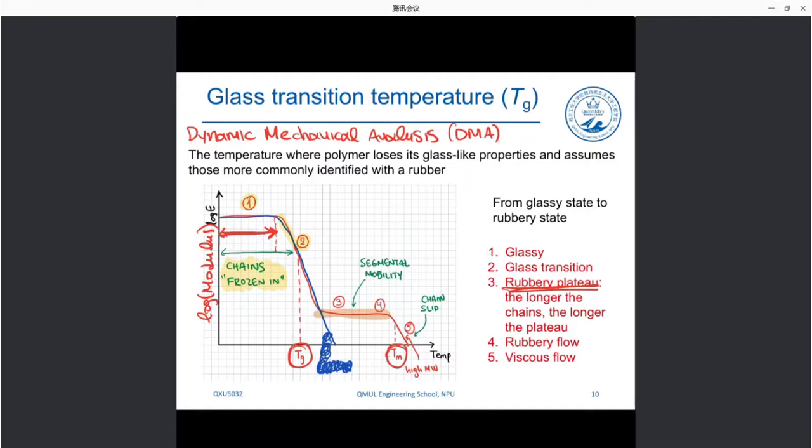And that is why I write here that the longer the chains we have, the longer this plateau is, okay? Because the longer the chains we have, the more entanglements we can get, okay?